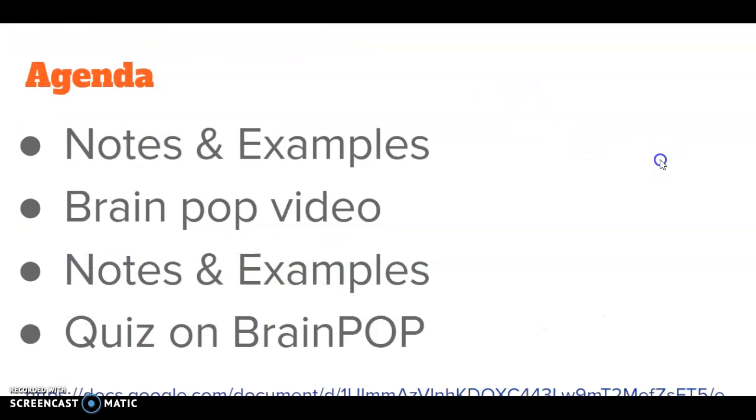On our agenda, we have a few notes and examples. There's a BrainPop video for you to watch that's been assigned to you if you sign into your BrainPop through Launchpad. You have a video assigned, a quiz, and then there's a game you can play. There are a few notes and examples to do after that, and then there's a quiz on BrainPop for you to complete.